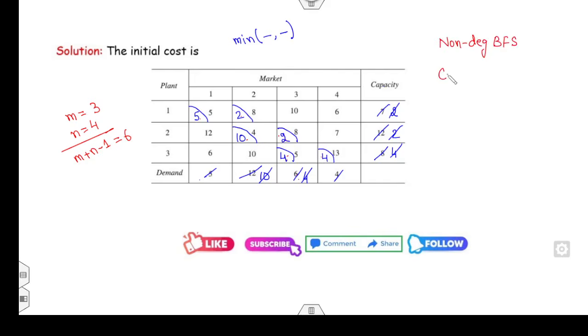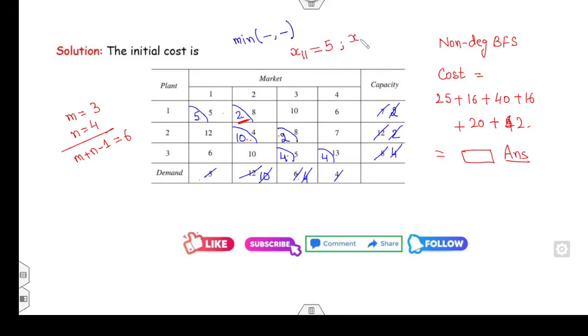Then what is the cost? Cost will be 5 into 5 plus 2 into 8, 10 into 4, 2 into 8, 5 into 4, 4 into 13. After the calculation, you will get the initial cost. And you can write this, that is x11 is 5. How will you write the 2? x12 is equal to 2, and so on.